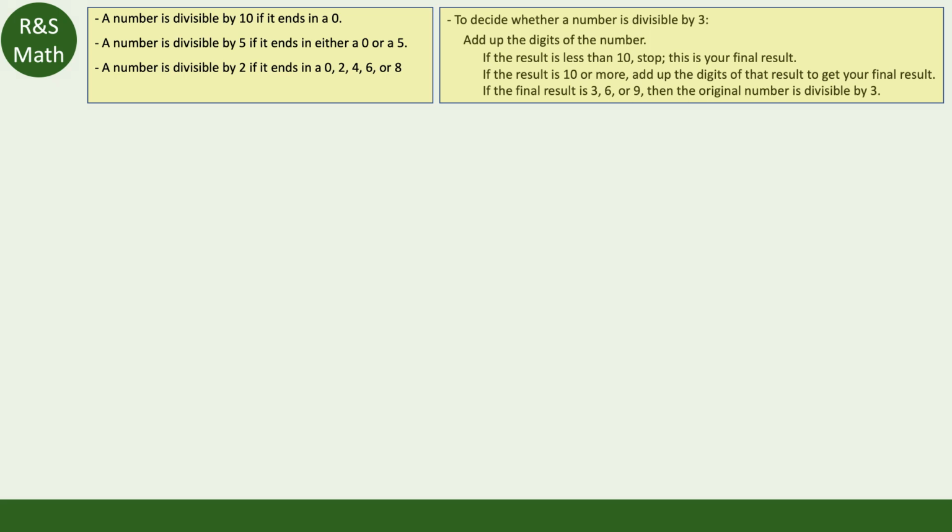Let's do some examples of fractions that can be simplified in one step. Consider the fraction 8/14. Neither 8 nor 14 end in a 0, so 8 and 14 are not both divisible by 10. 8 and 14 do not both end in either a 0 or a 5, so they are not both divisible by 5. But both 8 and 14 are even numbers, so both are divisible by 2. 8 divided by 2 is 4, and 14 divided by 2 is 7. 8/14 equals 4/7. 4/7 is the simplified form of 8/14.